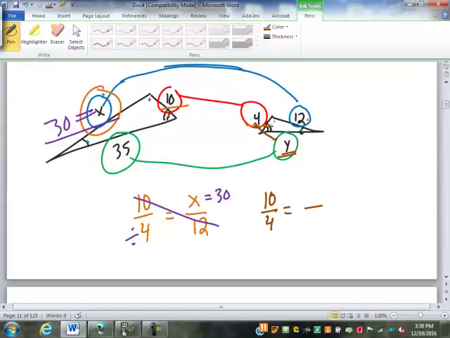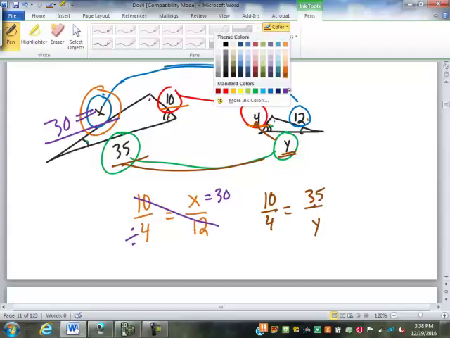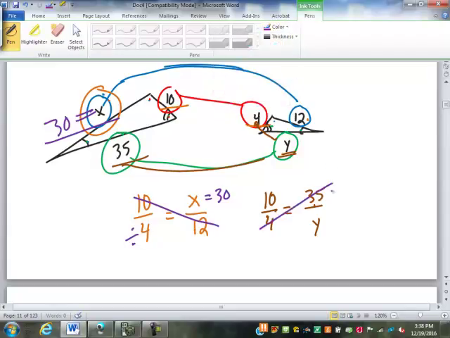It's from the same triangle as the 4, so the y is going to go on bottom, because the 4 is on bottom. What's going to go above the y? It corresponds to the 35. So now we can cross multiply and divide. 4 times 35 is 140. Divided by 10, y is 14. Simple enough?